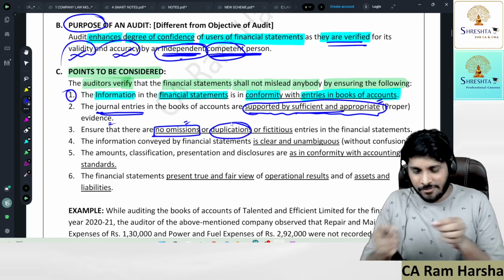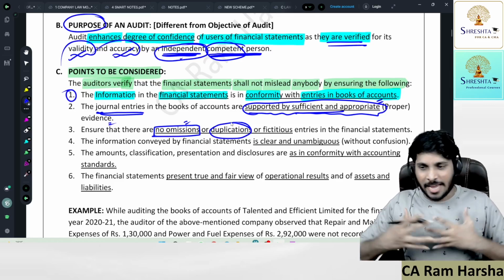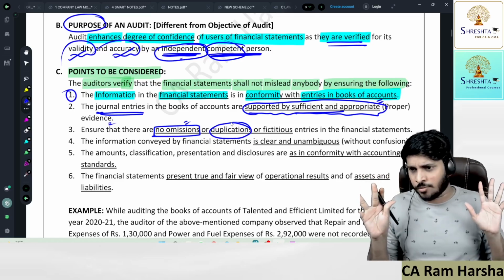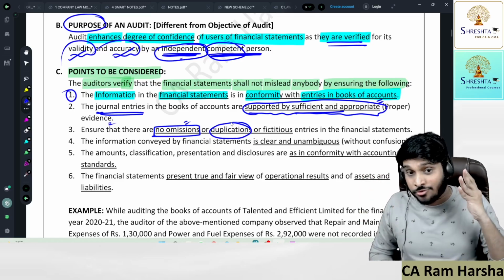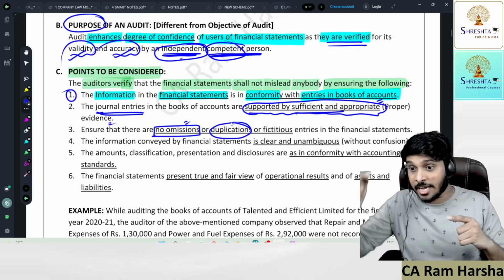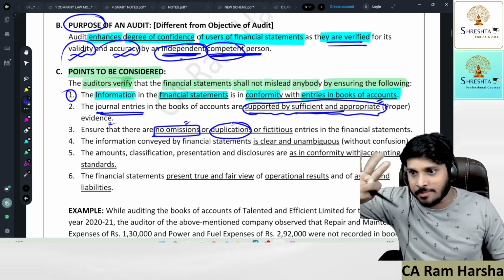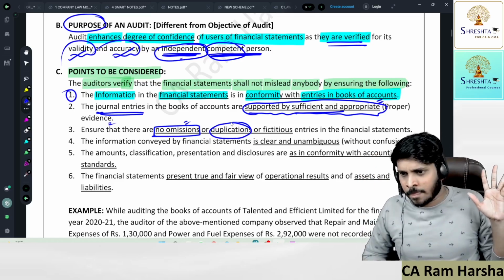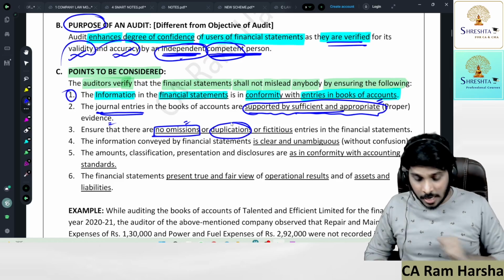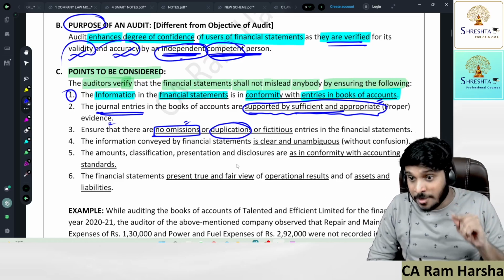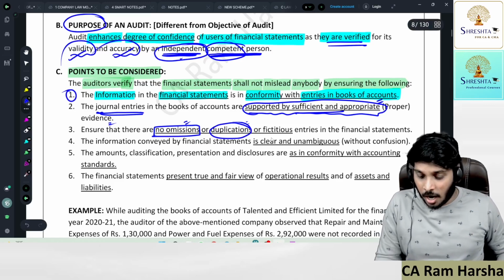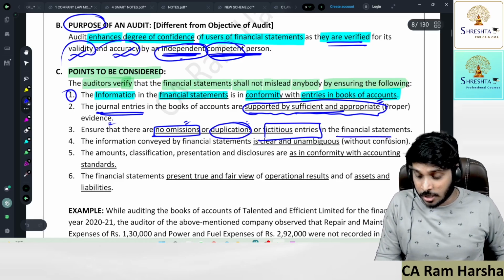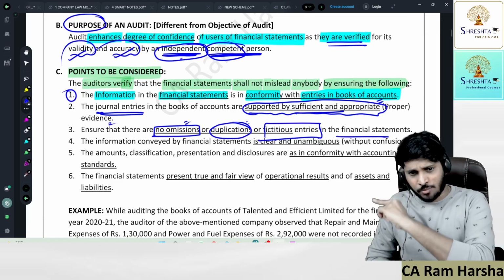No. Suppose I purchased goods worth 10 lakh rupees, let's assume, on April 1st. I accounted it 4 times. The same transaction I recorded in my books of accounts as 4 purchases. This is called duplication. More than once is duplication, not necessarily 2 times. Now, are there any omissions? Are there any duplications? Are there any bogus entries, fictitious entries? Getting it? So how do you check a fictitious entry? How do you check a bogus entry?